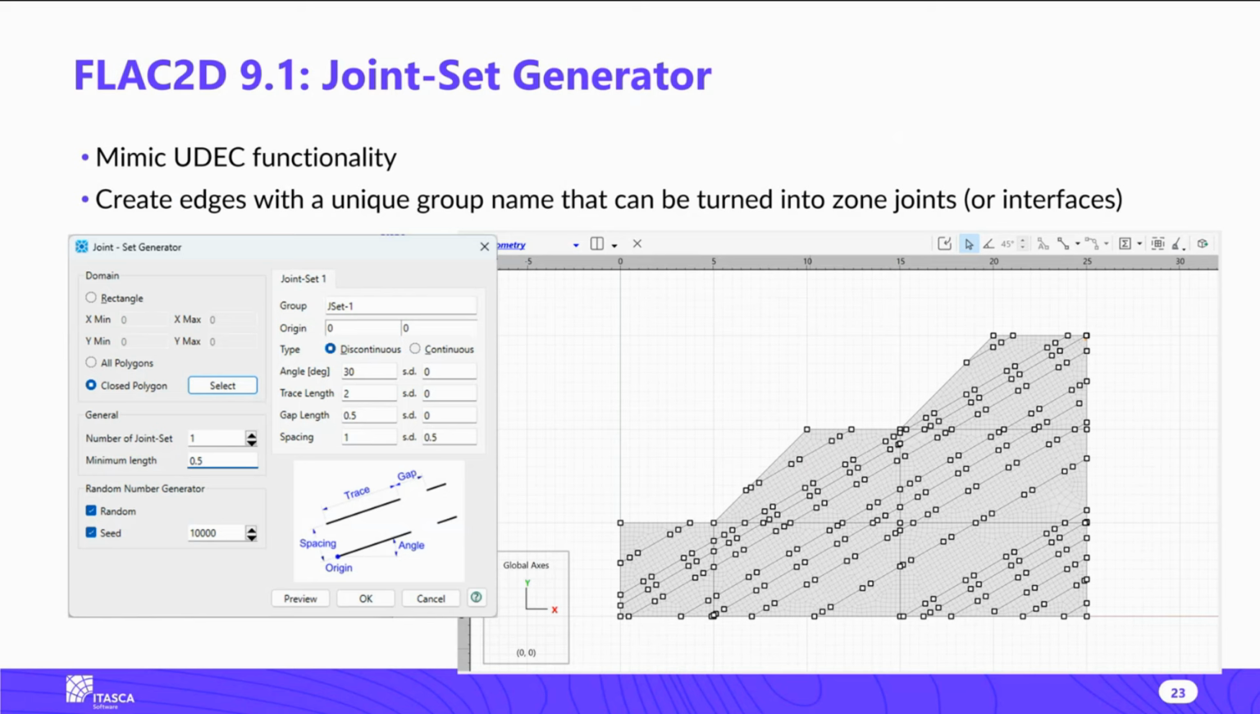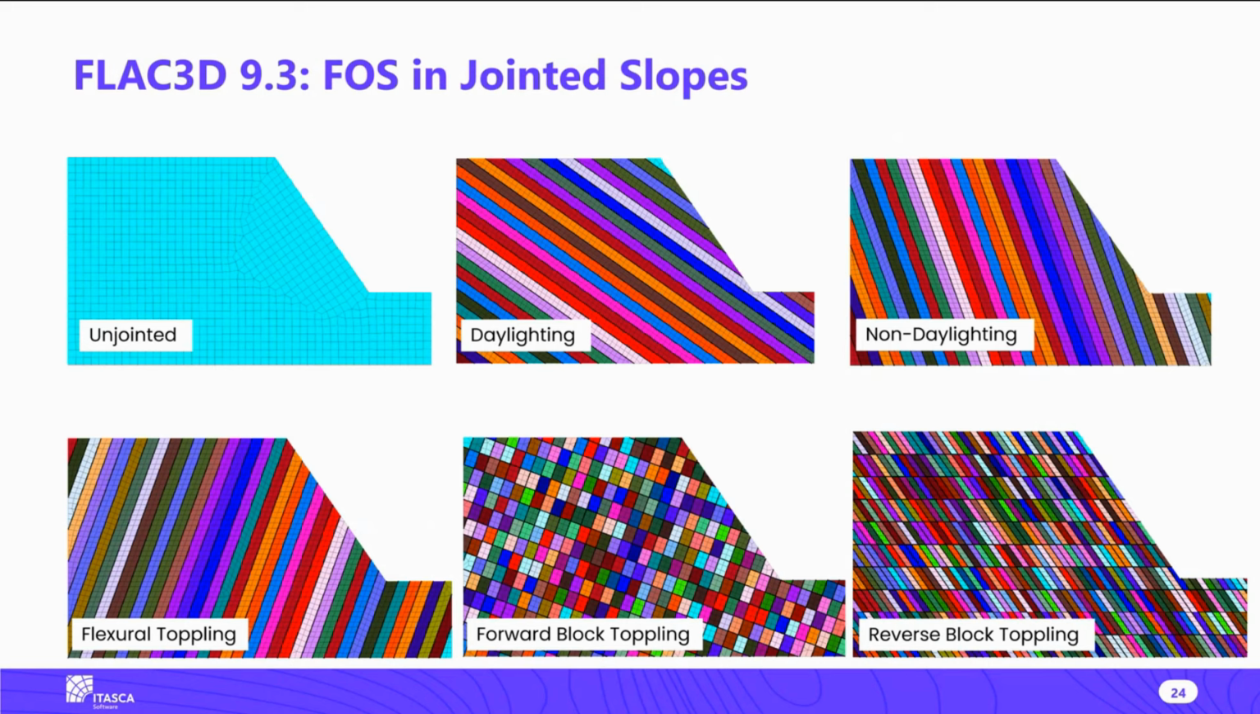So this logic has existed for a couple of versions now, but we've used this to create a new example that's new in 9.3. So the new example comes from UDEC, and what it is is a bunch of different slopes with different joint orientations and different potential failure mechanisms. And we just look at how this behaves in FLAC 2D.